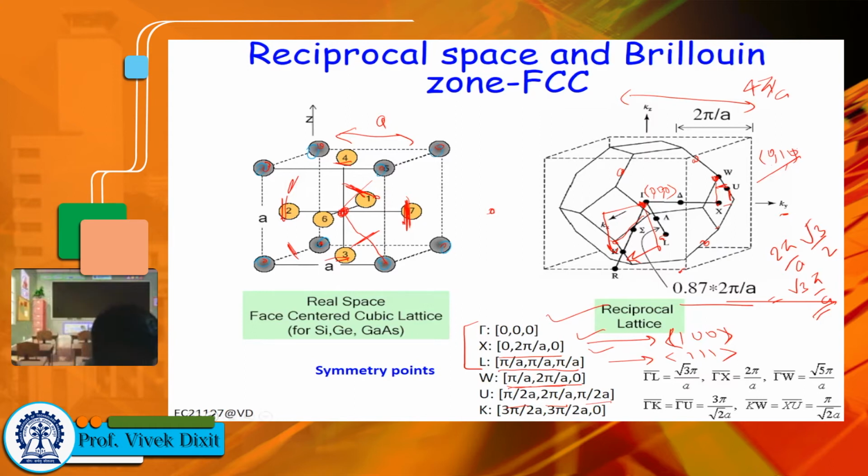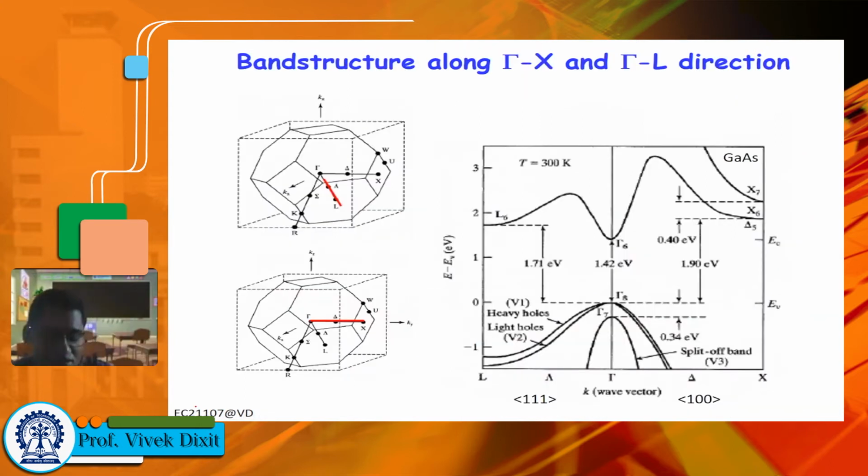So for example, here you see the E-k diagram for gallium arsenide. Now you notice here it is not symmetrical because plus k and minus k are not the same here, right? That is because this direction is 100, this direction is 111. If you draw 100 or minus 100 here, then it will be symmetrical.